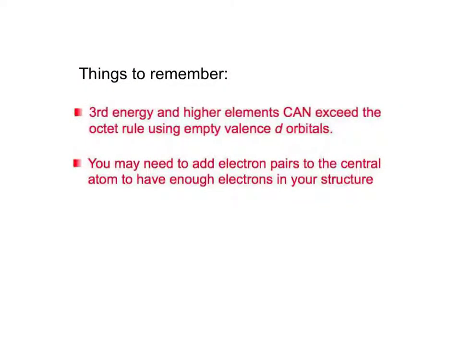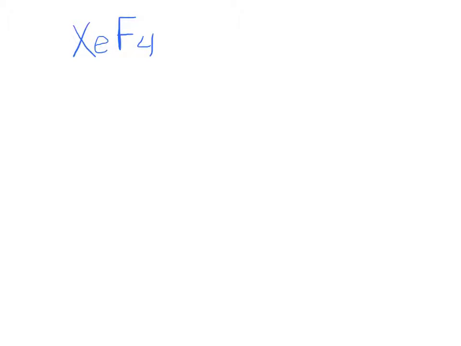So the thing to remember is that the electrons in the third energy level and higher can exceed the octet rule by using the empty d valence orbitals. Sometimes you may need to add electron pairs to the central atom so that you have enough electrons in your structure. Let's look at an example of one of these.